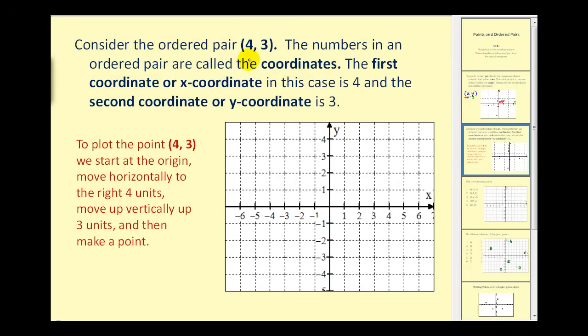So let's consider the ordered pair (4, 3). As we just stated, the first coordinate is the x-coordinate and the second coordinate is the y-coordinate. So to plot the point (4, 3) on the coordinate plane, we start at the origin and we move horizontally to the right 4 units since the x-coordinate is positive 4. Then we move vertically up 3 units because the y-coordinate is positive 3, and then we make a point. This is the point (4, 3). Let's go ahead and try a few more of these.